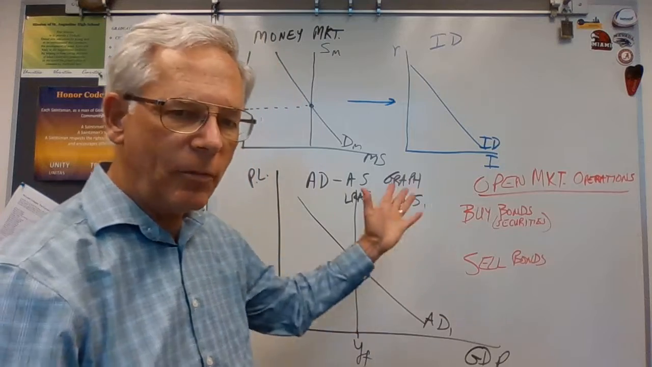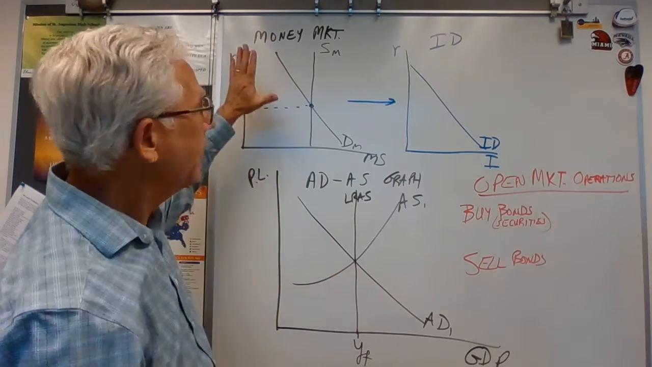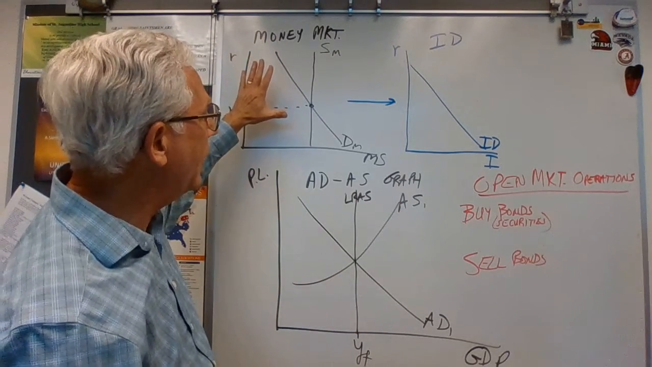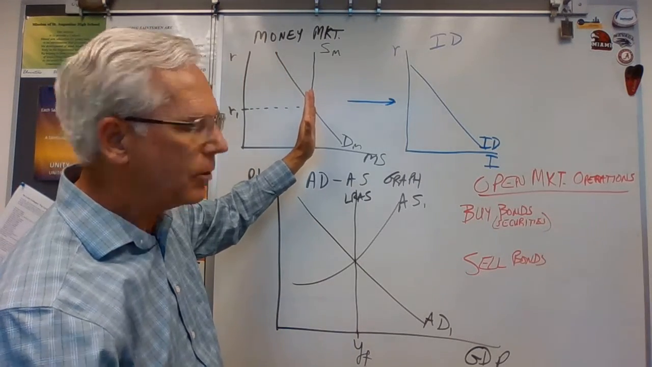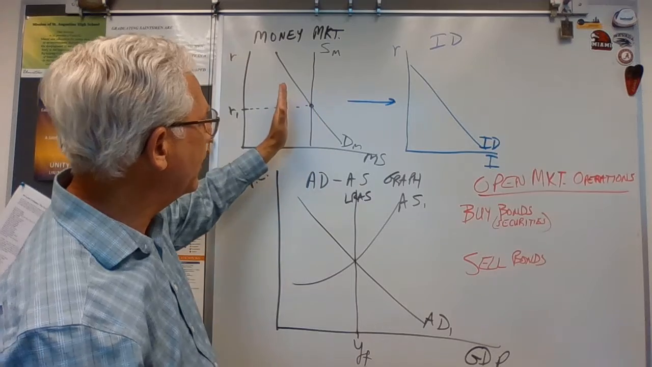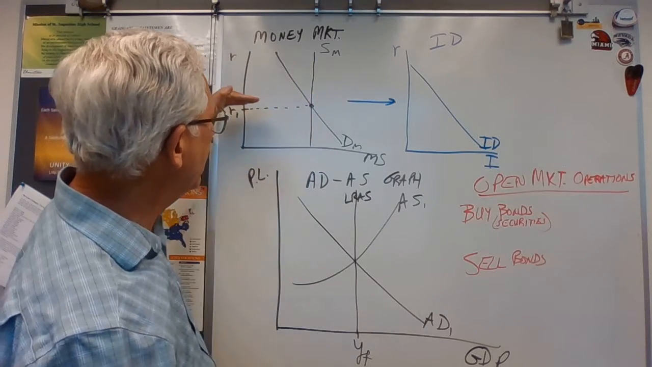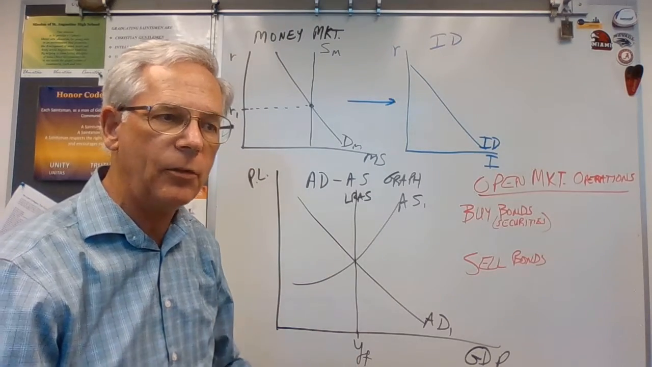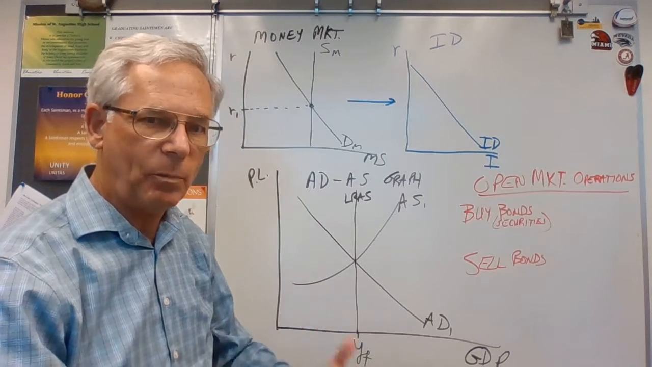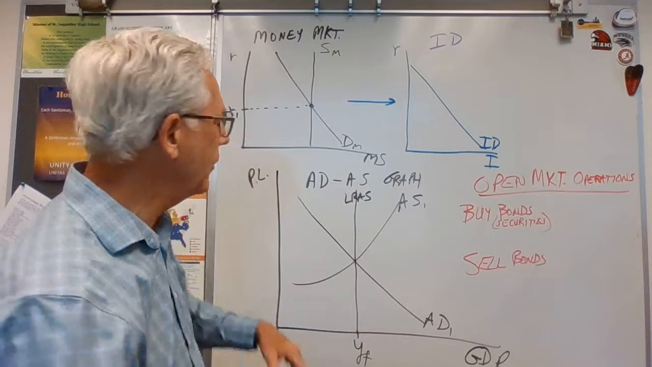All right, so I've got several graphs on the board behind me here. The money market, which I was talking about in the last video: the supply of money is fixed by the Federal Reserve. They can either expand it or they can contract it. When they expand it, it reduces interest rates in the economy. That's called an easy money policy. It's also called expansionary monetary policy.